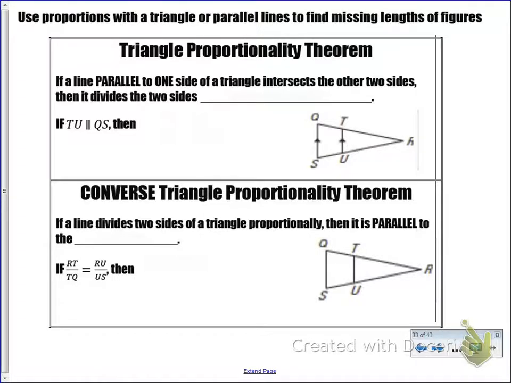Our first theorem is the triangle proportionality theorem. It says if a line parallel to one side of a triangle intersects the other two sides, then it divides the two sides proportionally.